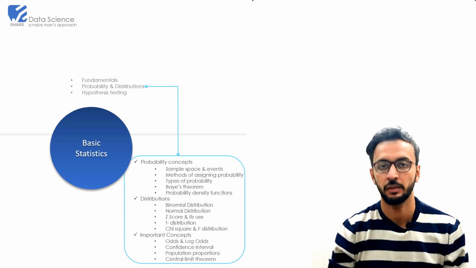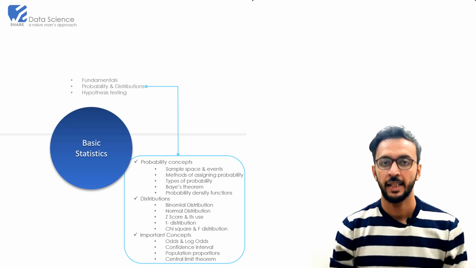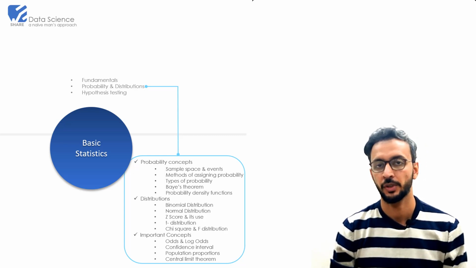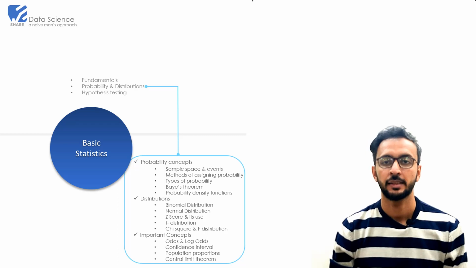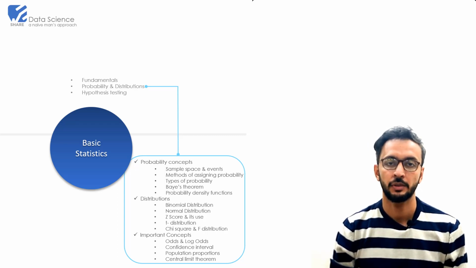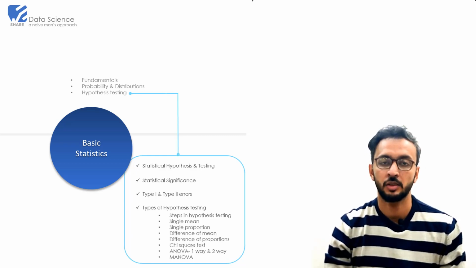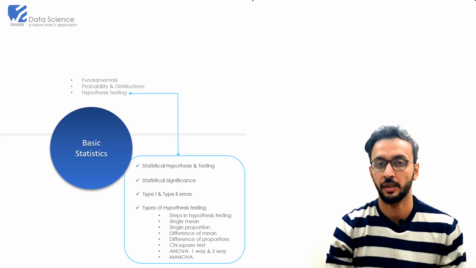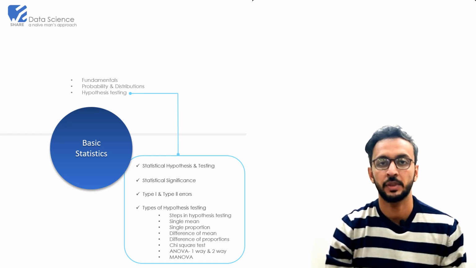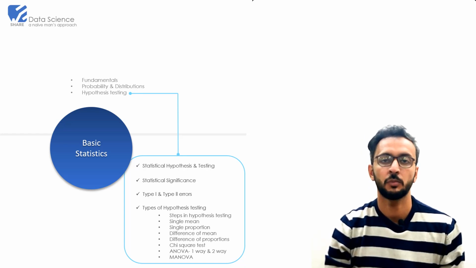Then in the second section, we talked about probability and distributions. Now the topics are shown here. You can have a look at it. I'll not be going into the details of it. And then we also learned about different types of distributions and few other important concepts such as odds, log odds, confidence interval, population proportions, and central limit theorem. And then we moved to the next section where we discussed about the statistical hypothesis and its testing. We also talked about the concepts such as statistical significance, type 1 and type 2 errors, and then finally we discussed about the types of hypothesis testing. So that was all what we have covered in module 1.